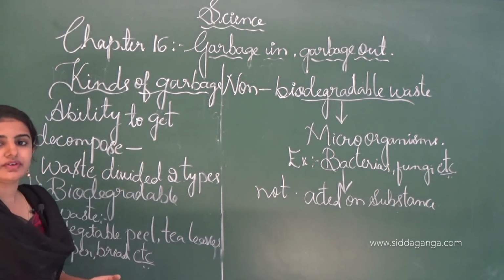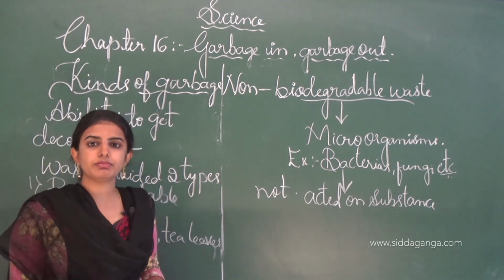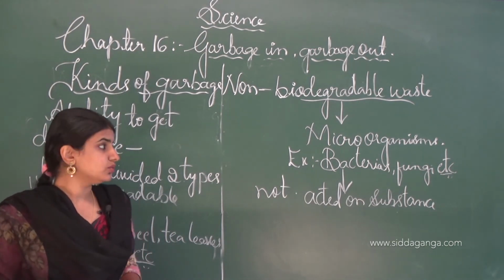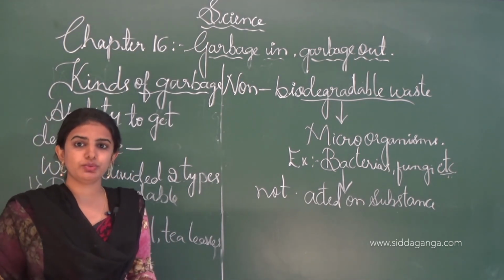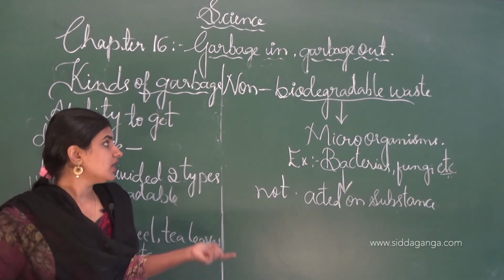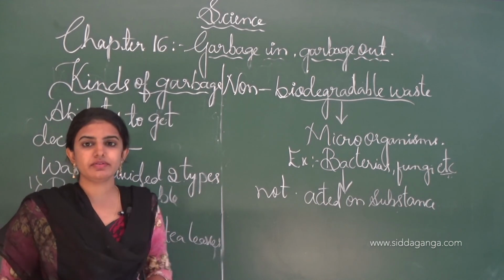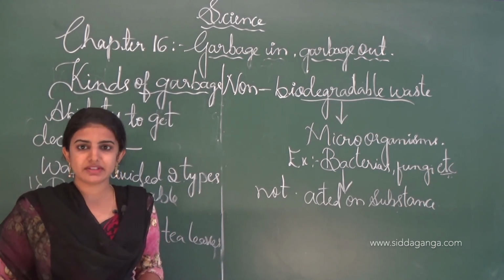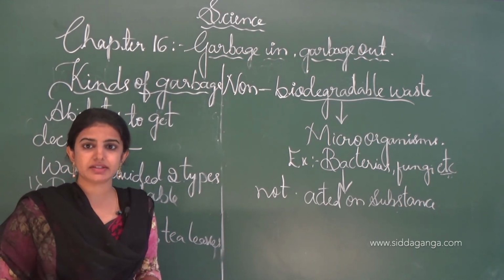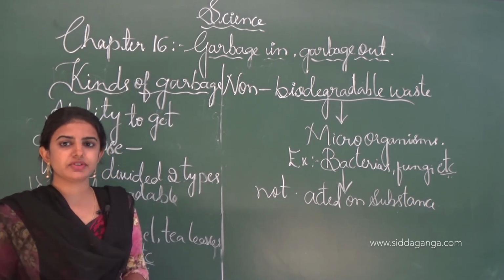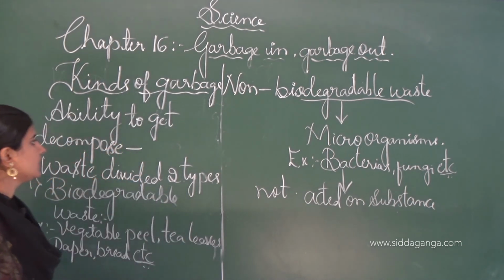And bread and all the foodstuff which we eat are decomposed in nature, whereas materials prepared by humans will not decompose, and such waste is called non-biodegradable waste. Examples are plastic bottles and metal items.